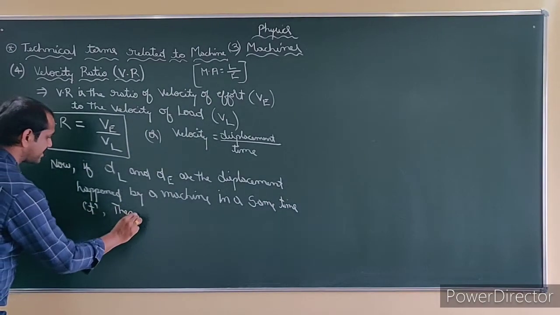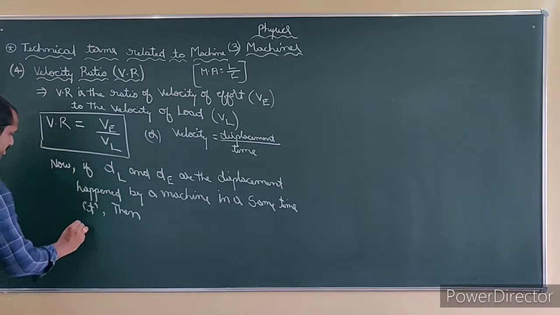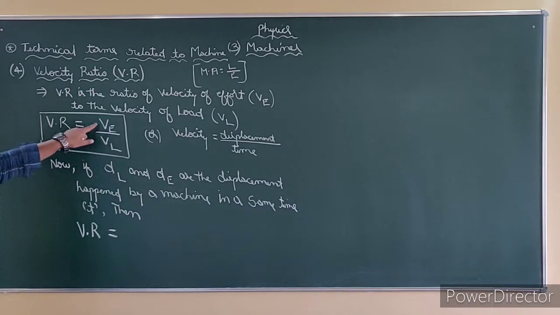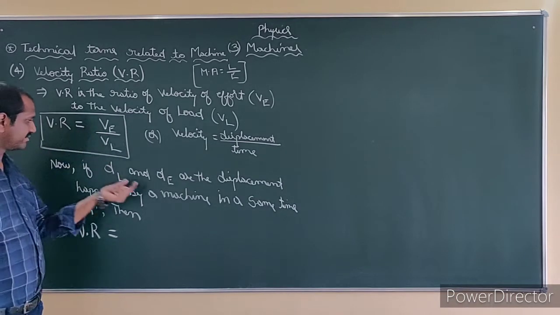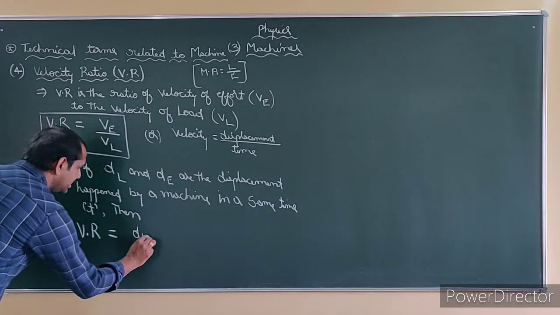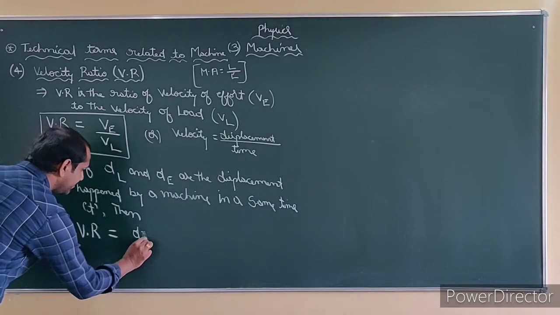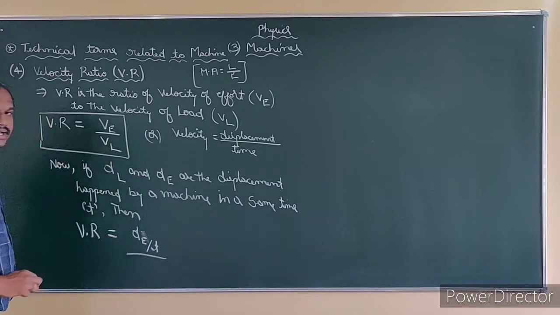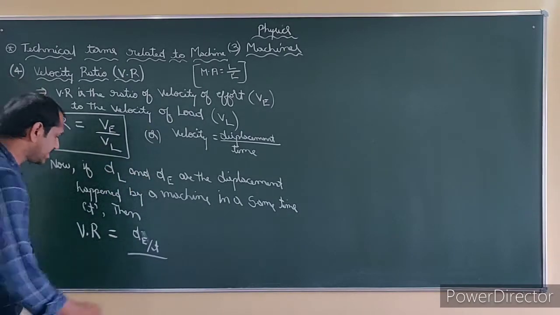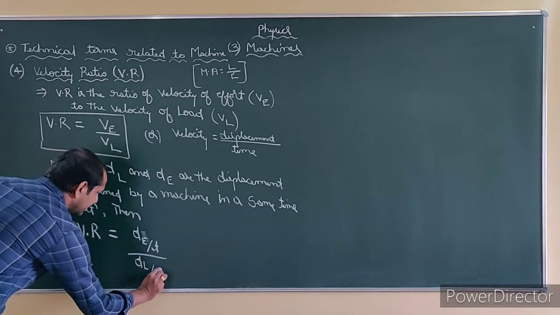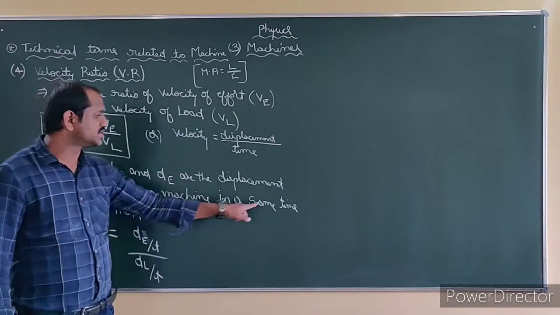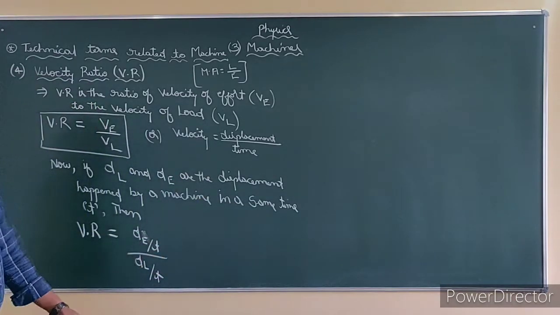Then what happens? How will the velocity ratio be? Let me check. Velocity ratio is equal to, look here, if VE, that is velocity of effort, can be taken as displacement of effort by time, divided by the velocity of load. Velocity means displacement of load by time. Here time is the same, because I have told that the displacement happens by the machine in the same time, which means both have the same time.